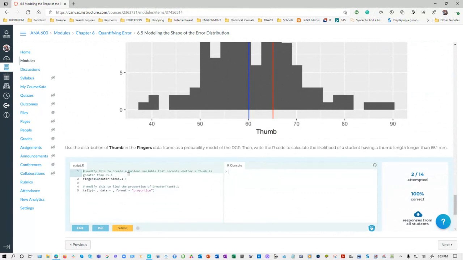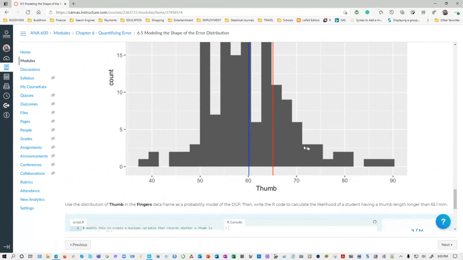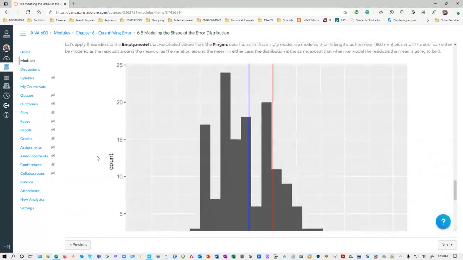Modify this to create the Boolean variable that records whether the thumb is greater than 65.1. I'm looking for this area. See, how much would this area be? How do you find it? This is the way you're going to find it. You go to the fingers, greater than 65.1. So how do you set this up?